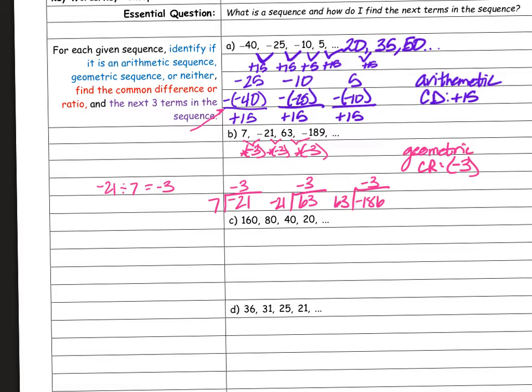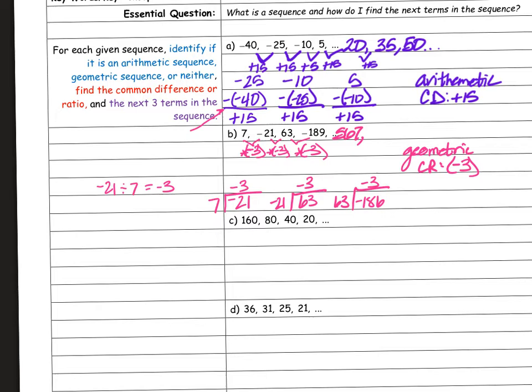Good. So now the last thing I have to do is find the next 3 terms in the sequence. So I'm going to multiply by negative 3. So I'm going to take my calculator. I'm going to do negative 189 times negative 3. And I should get 567.